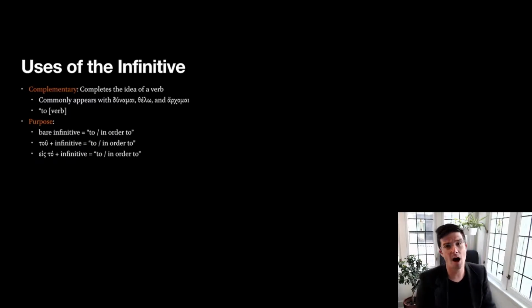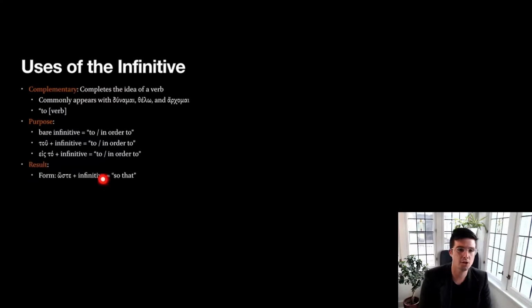The infinitive is also often used to indicate purpose in the Greek New Testament, and this happens in three different forms. One is just the infinitive with nothing else accompanying it. Another is the neuter singular article τό with the infinitive following it. Remember we said that infinitives can take the definite article. In this case, when there's a τό ahead of it, you can usually expect it to indicate purpose and be translated "to" or "in order to." And the same with εἰς τό, this prepositional phrase, εἰς, then the neuter accusative singular definite article, followed by whatever infinitive.